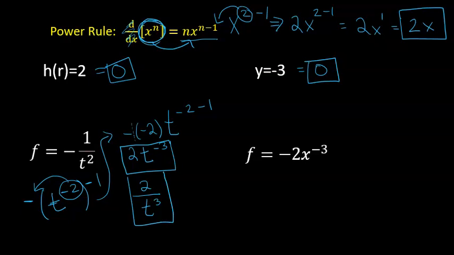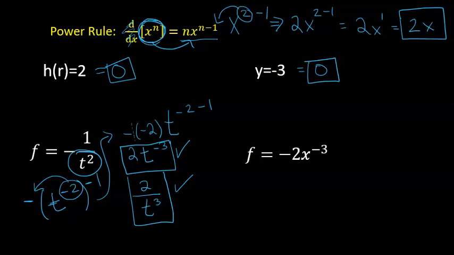This is also the answer. Both of these are correct. Just like I turned this t squared into a t to the negative 2, I applied the same concept in reverse. That's how it became a fraction again. What about the next problem?